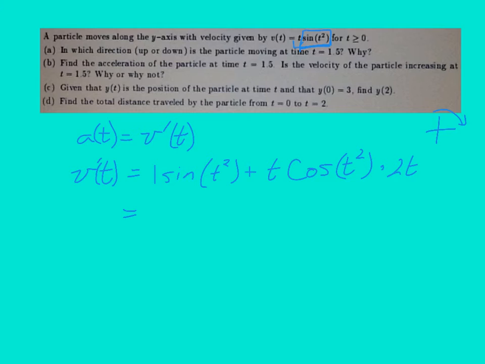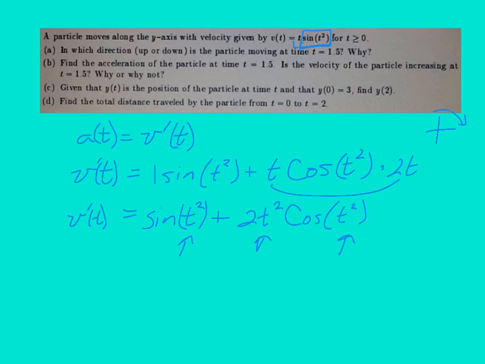I'm going to rewrite one more time. I don't want the 1, so I'm just going to go sine t squared plus, I'm going to multiply those two. That's 2t squared cosine t squared. And let's put those brackets over here as well. So now that I have the derivative, or the acceleration, it's just a matter of putting in 1.5 into all of these spots.